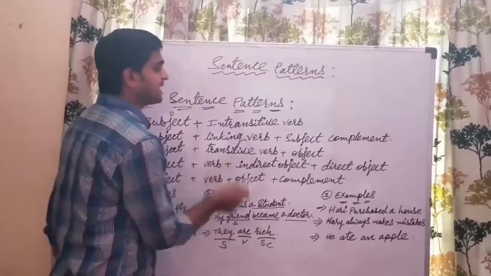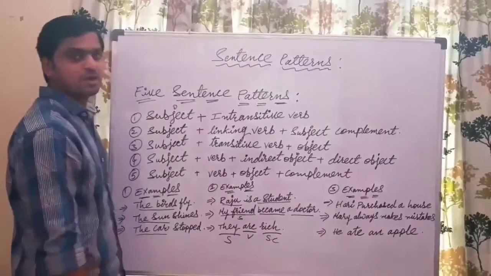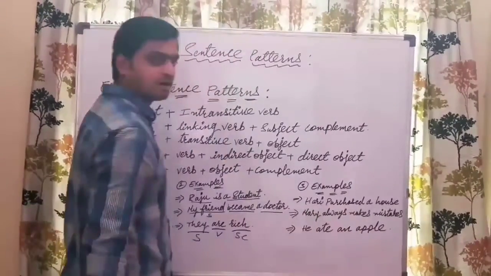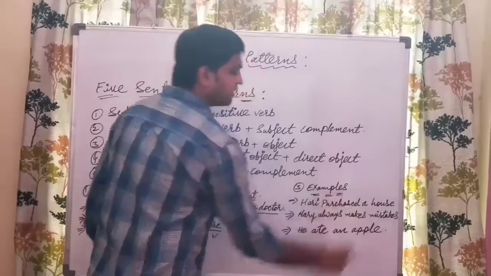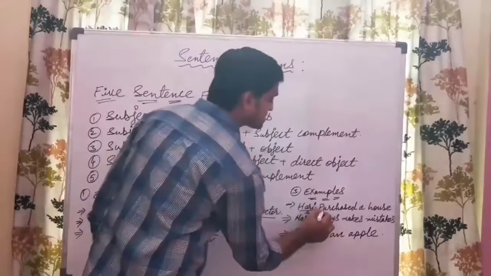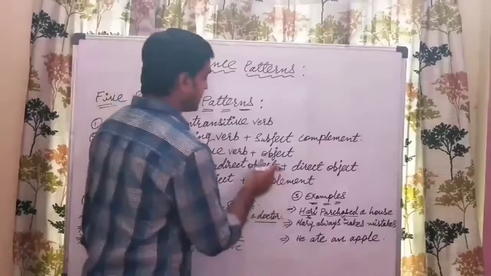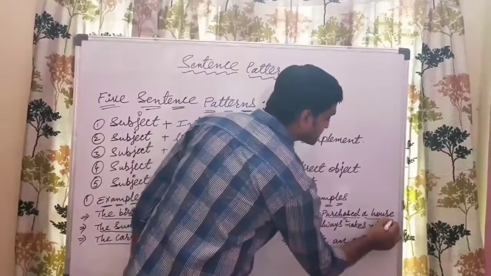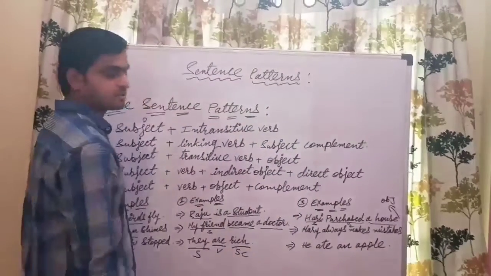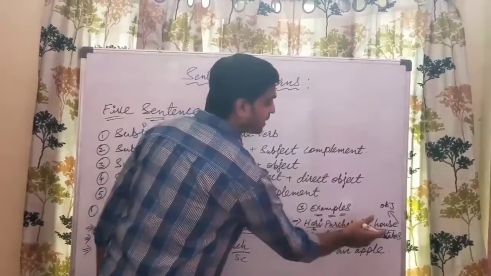So now let us go through the next one, that is subject plus transitive verb plus object. With some examples here: Hari purchased a house. Hari is the subject. And here the transitive verb is purchased, which is in V2 form. And what is the object here? What he purchased: a house. So here this house is acting as the object.